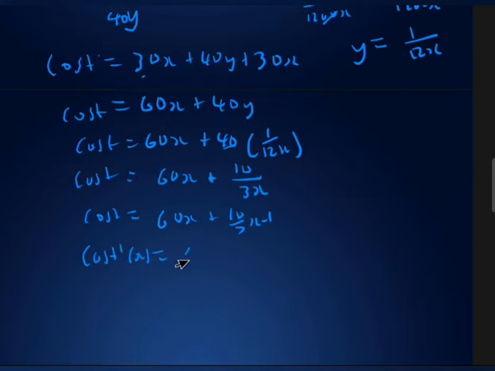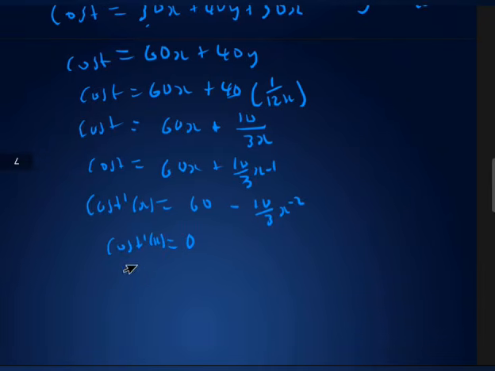So this is going to be 60 plus, okay, minus actually. So this was 10 over 3. So it's going to be minus 10 over 3x to the power of minus 2. So meaning that, we're going to tell them the cost must be equal to 0. So 0 is going to be equal to 60 minus 10 over 3x to the power of negative 2.